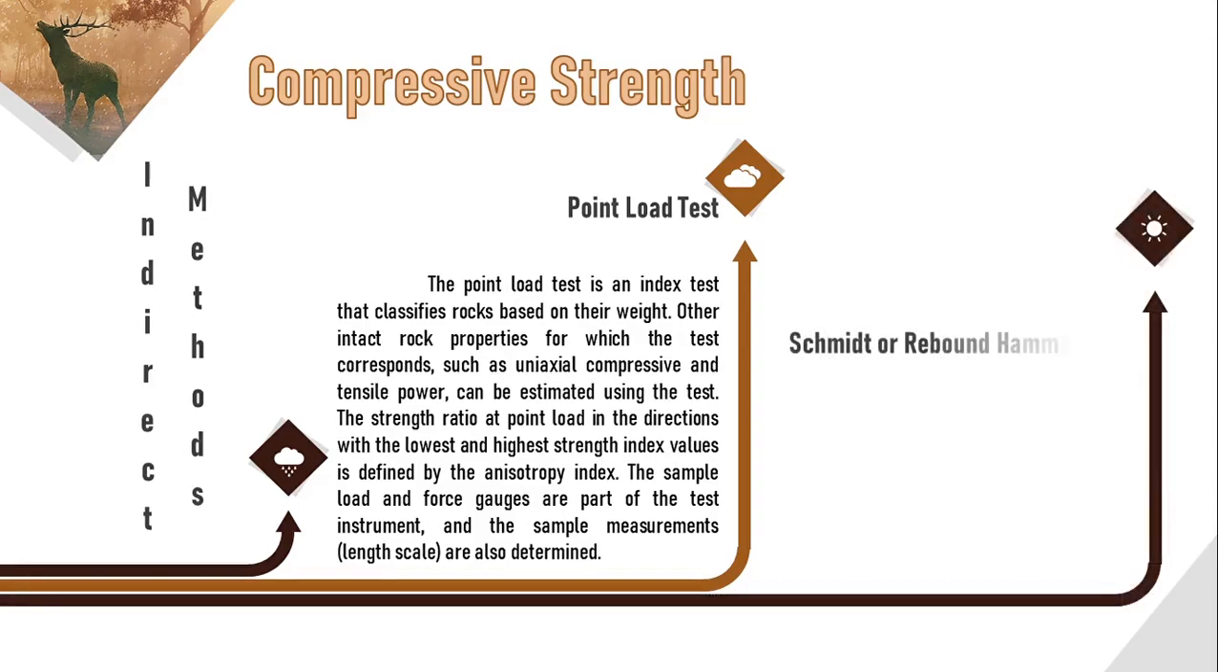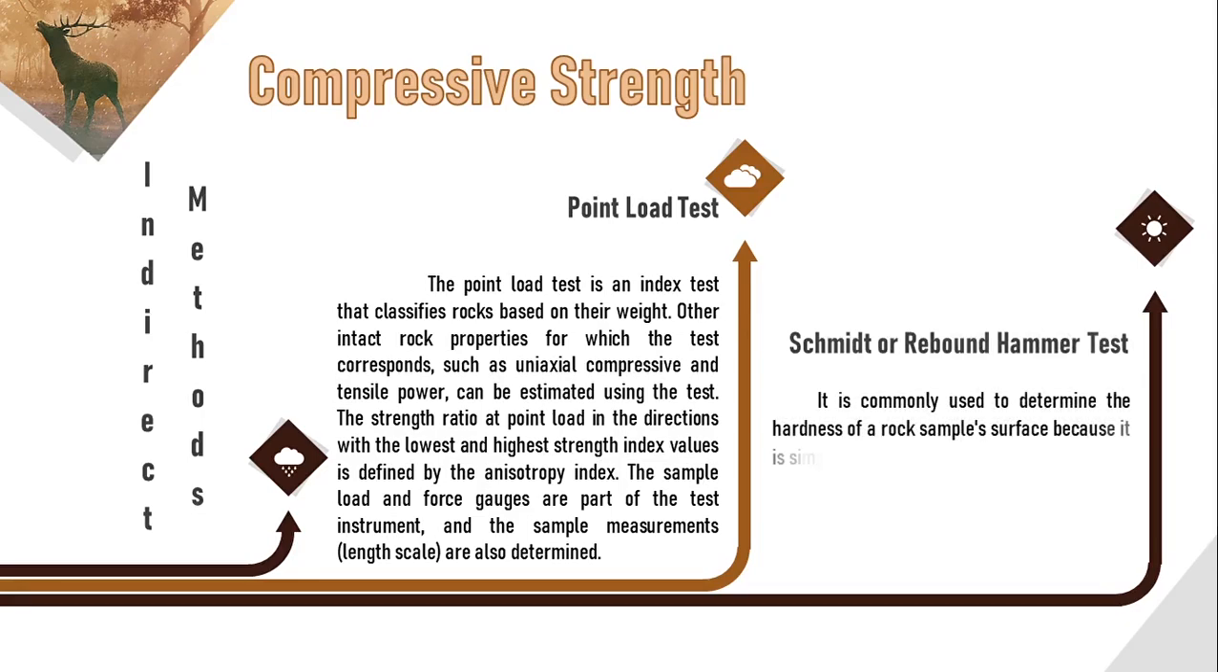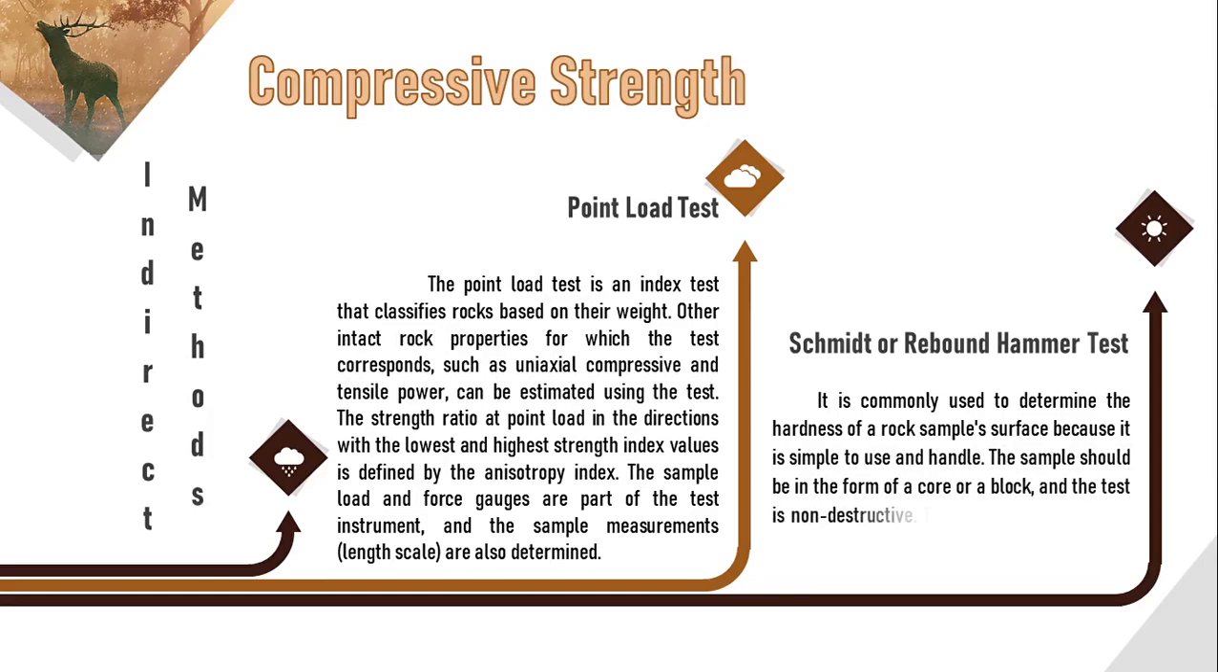Schmidt or rebound hammer test. It is commonly used to determine the hardness of a rock sample surface because it is simple to use and handle. The sample should be in the form of a core or a block, and the test is non-destructive. The best part of the test is that you can reuse the sample from the previous one.